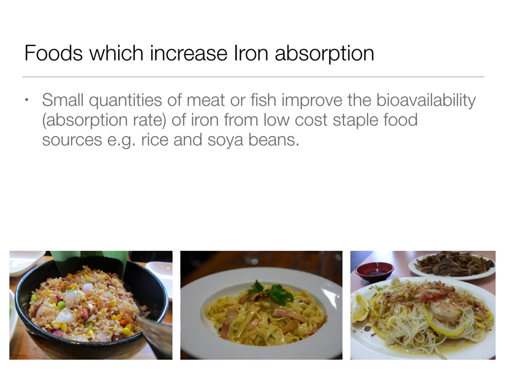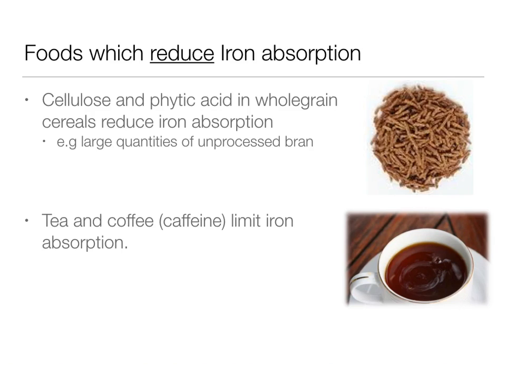Not all foods, however, are good for iron absorption. There are certain foods which actually reduce absorption. For example, cellulose and phytic acid found in whole grain cereals can reduce the absorption of iron from plant-based foods. So for example, if you had a diet high in unprocessed bran, you could well run the risk of iron deficiency anemia. Additionally, large amounts of tea or coffee in the diet limit iron absorption.